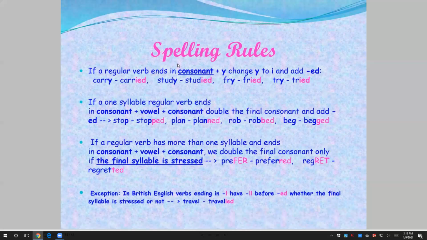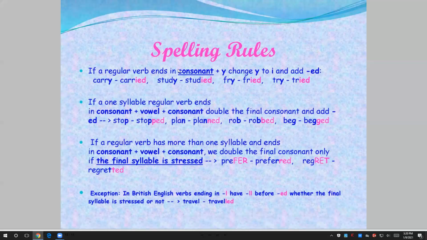Now there are some other spelling rules. If a regular verb ends in consonant plus y, change y to i and add ed. Most regular verbs form the past by adding ed. But if it is a regular verb and it ends in y, when you want to change it into past, first you remove the y, in place of y you use i, and then you add ed.